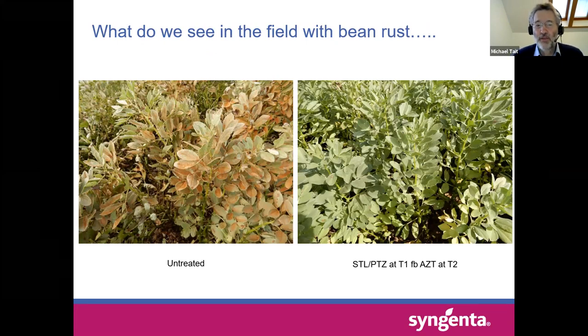On the left-hand side there, you've got an untreated plot with quite extensive rust developing. And again, Leah showed you some other dramatic pictures of the damage the disease can cause. And on the right-hand side, you've got the new salatinol-based products applied at T1, the timing that, again, Leah was talking about earlier on. And that's followed at T2 by an Amistar application. So again, a nice clean crop where you've got that approach of keeping the rust out of the crop in the first place.